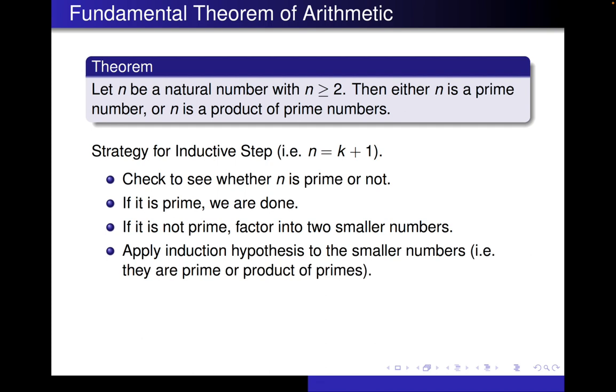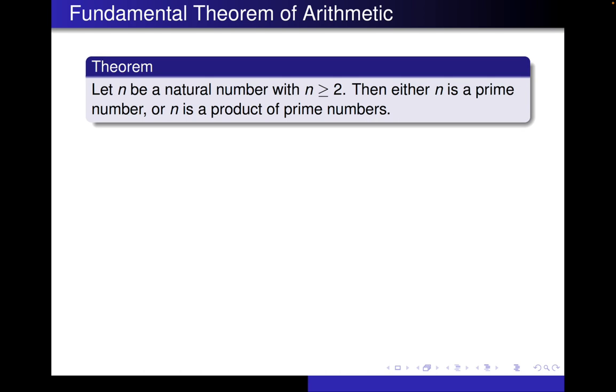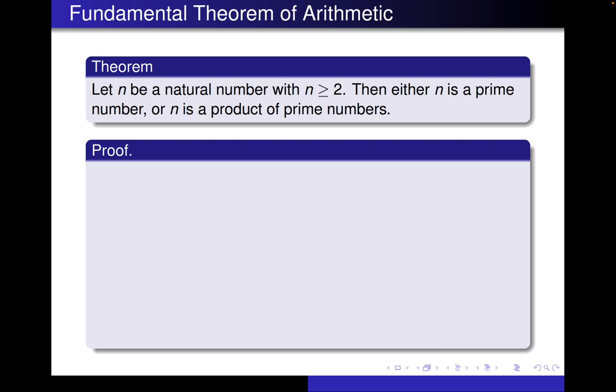And then we smash those, right, that they are prime or a product of primes. Then we smash all those prime numbers together to give you the prime factorization of the number n. And that'll prove our final result. All right, so here's what our proof is going to look like.